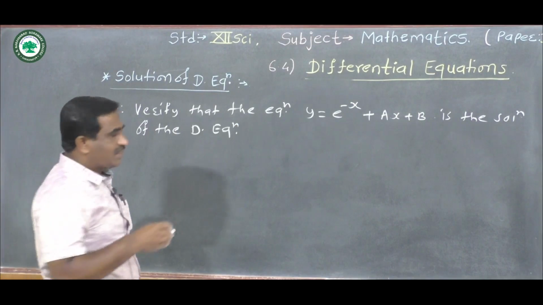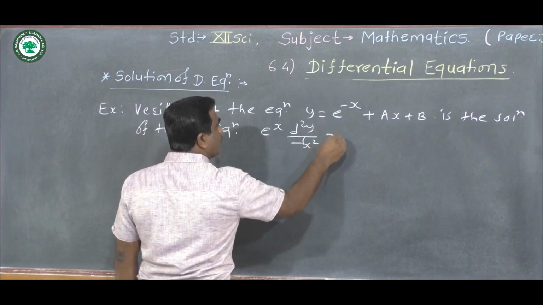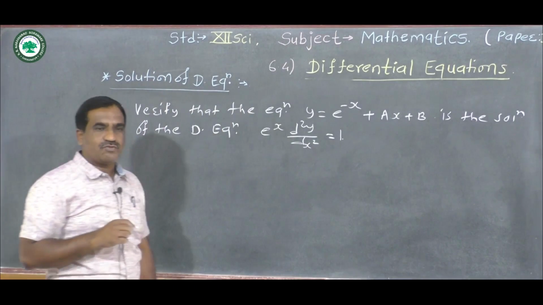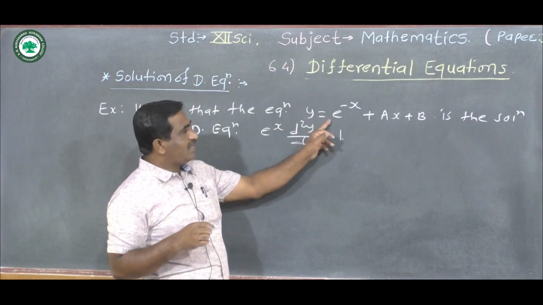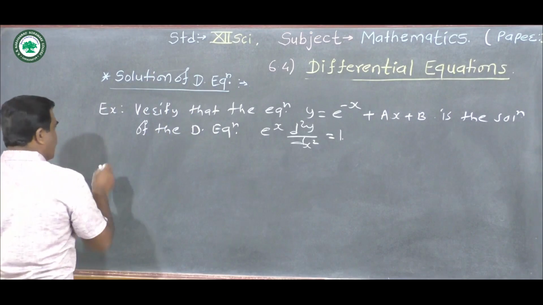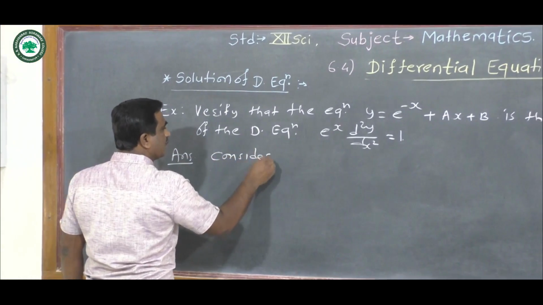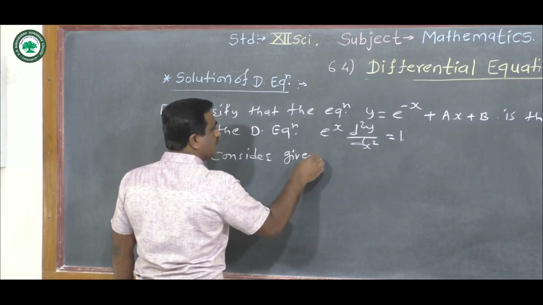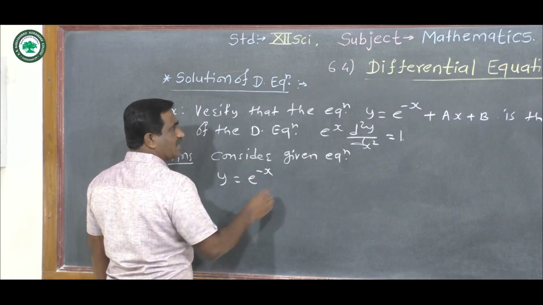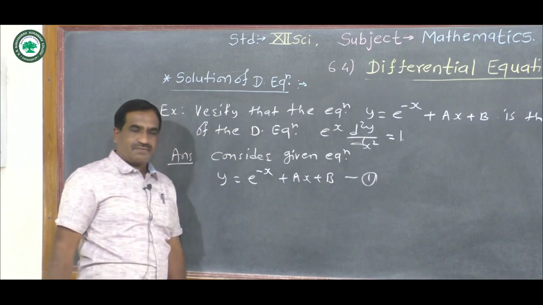Differential equation e raised to x into d square y by dx square is equal to 1. That is, we have to show that this equation is the solution of this differential equation. Okay, now we write the answer for this. Consider the given equation, which is y equal to e raised to minus x plus ax plus b. Say this as equation number first.